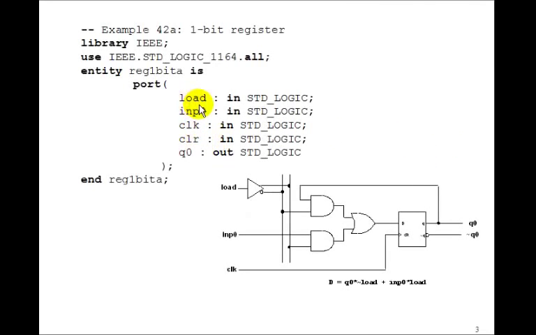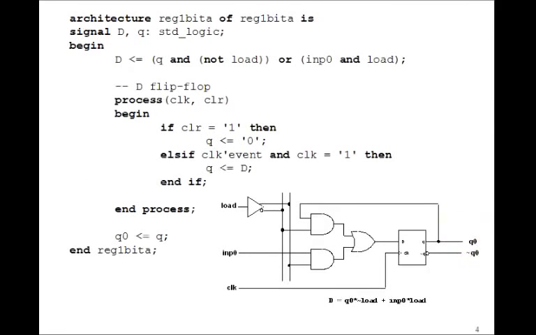The inputs will be load, input 0, and clock. We'll also have a clear input. There'll be a clear to this flip-flop that's not shown here. And then we'll take an output Q0. We won't bother with not Q0. So then in the architecture, we've got a signal D and Q, and we just write the logic equation for D from here. So D is just Q and not load, or input 0 and load.